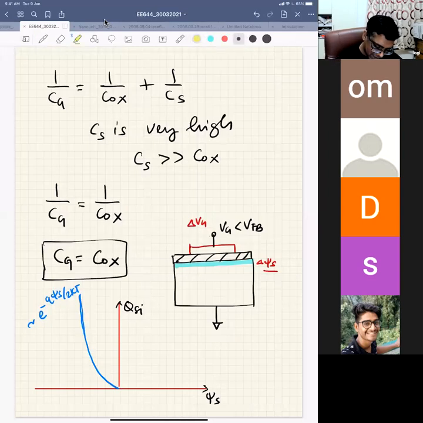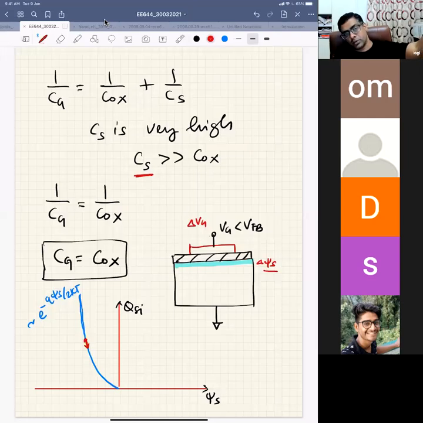If you change delta psi s by a little amount, since it's an exponential dependence, your accumulation charge is changing by a very large amount. That's the reason your silicon capacitance Cs is quite a high number. So you have to neglect 1 by Cs, and your gate capacitance will only be 1 by Cox.